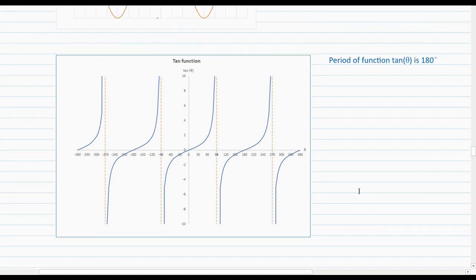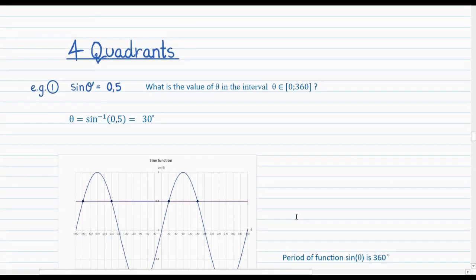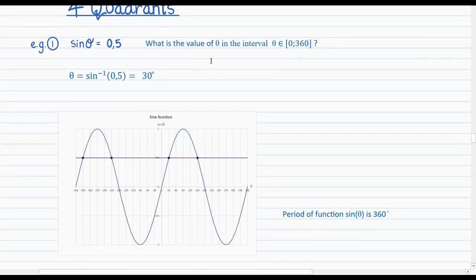So going back to the question in the example, they asked, what is the value of theta in the interval of 0 to 360 degrees? So they want these two values. So by the simple calculation we've done so far, we've got the 30 degrees already. Then how do we get this value of 150 degrees? We'll do that using the 4 quadrants.